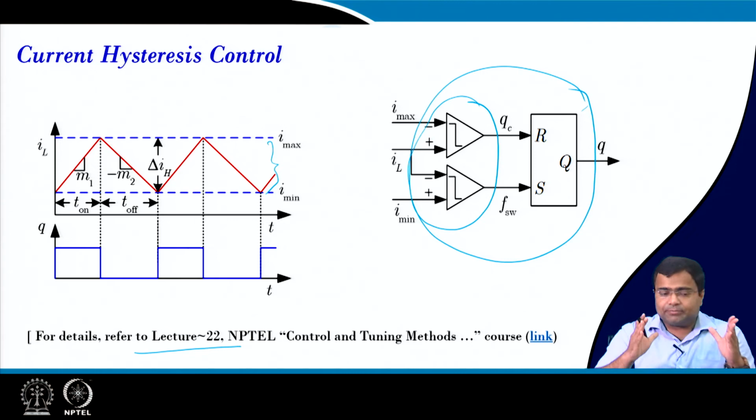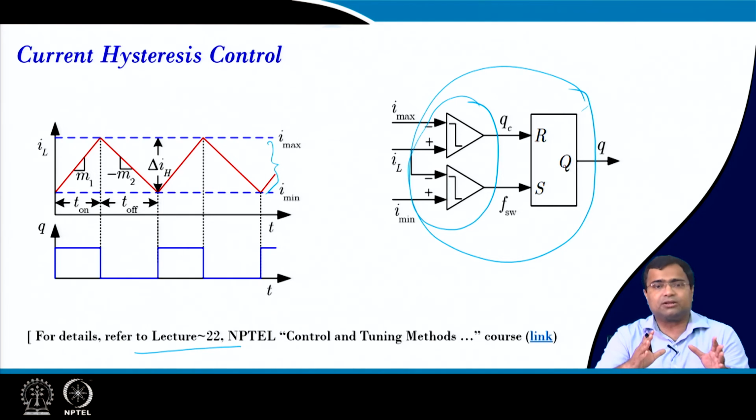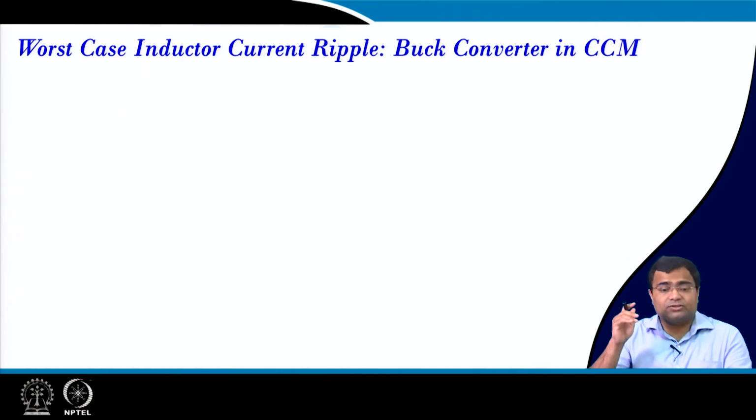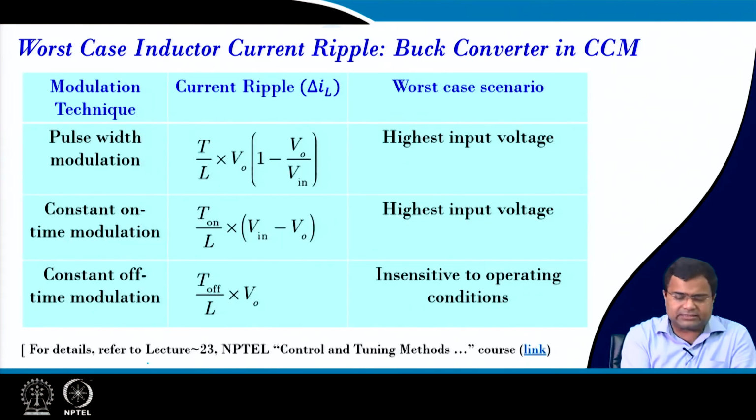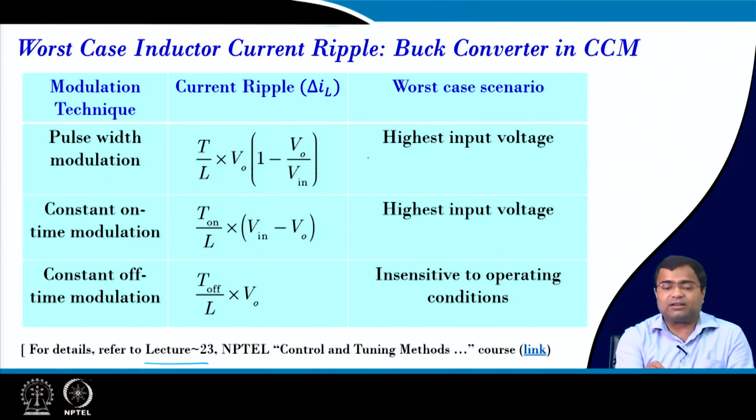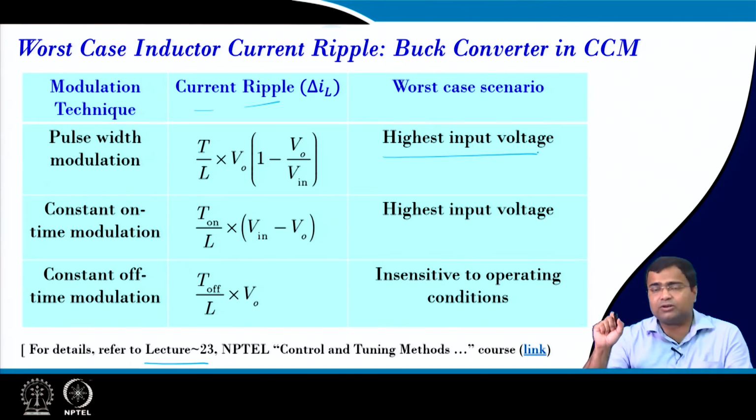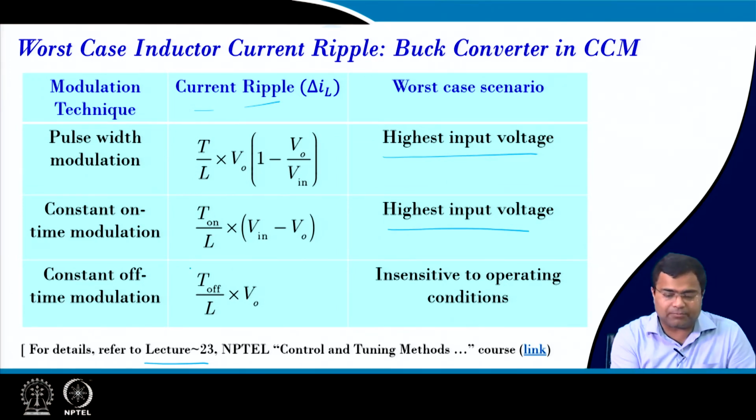Why am I telling all this? Because before we talk about digital control or the digital version of this kind of control, we should first recapitulate the analog version. The worst case analysis we have discussed in lecture number 23: for pulse width modulation, the output voltage ripple, that means the current ripple, will be worst under highest input voltage, and this is for a buck converter in continuous conduction mode. If you take constant on time, the highest input voltage will also have maximum ripple, the worst case, and in constant off time it will be insensitive to input voltage variation.